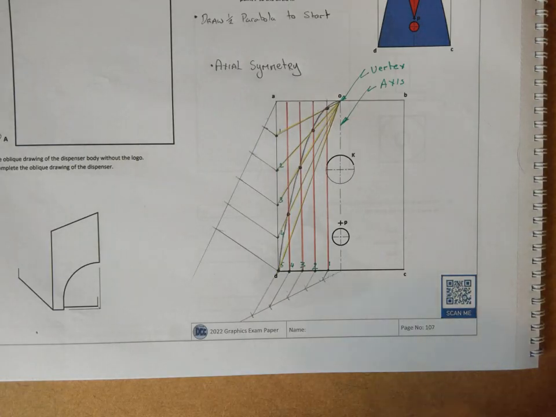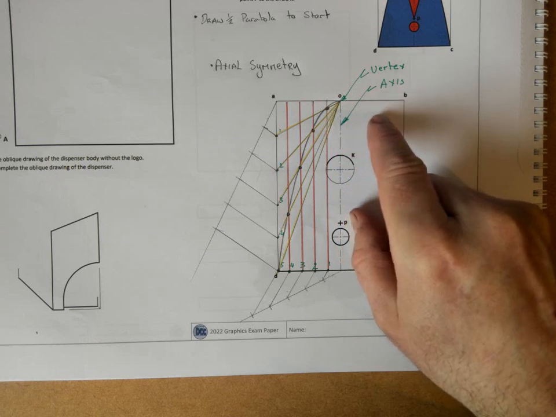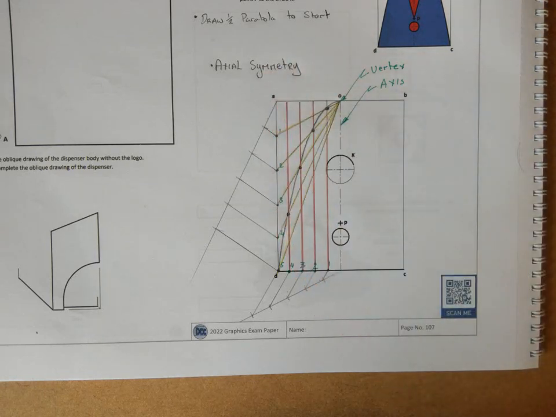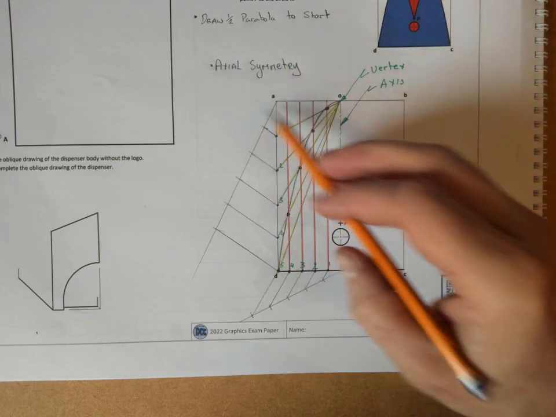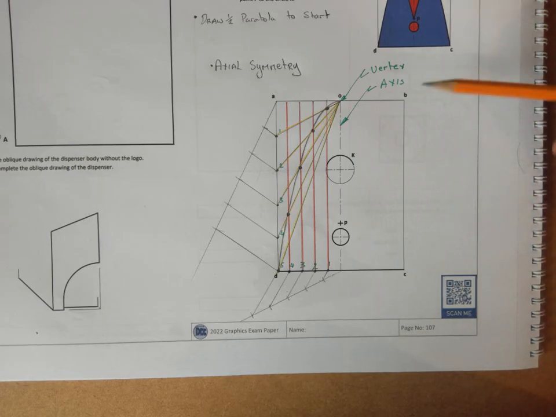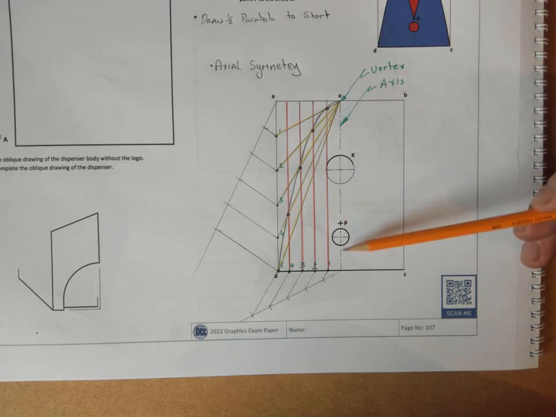Axial symmetry is used to mirror the points from the left to the right. During your exam, you will be asked to complete an axial symmetry in short questions. So the next part of the video, I'm going to show you how to complete an axial symmetry. If you remember from the start of the video, I highlighted this center line as being the axis.